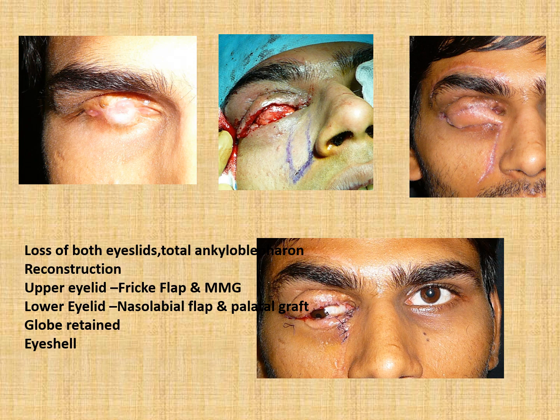Patient had a loss of both the eyelids. There was a total ankyloblepharon. Reconstruction done. For the upper eyelid, Fricke flap and MMG was placed. Subsequently, for the lower eyelid, nasolabial flap with palatal graft was utilized. Globe was retained, but over it a CMP was placed.